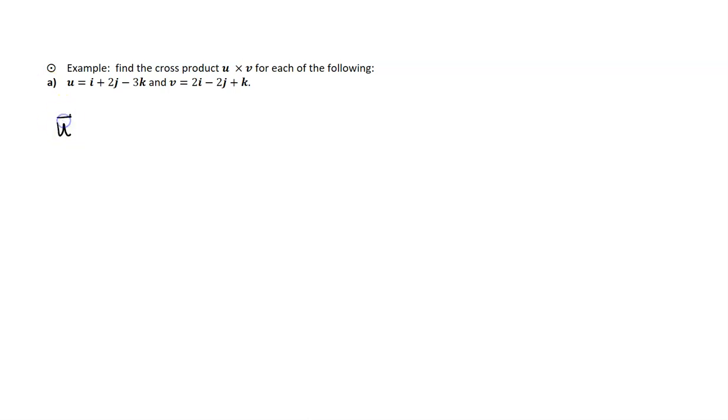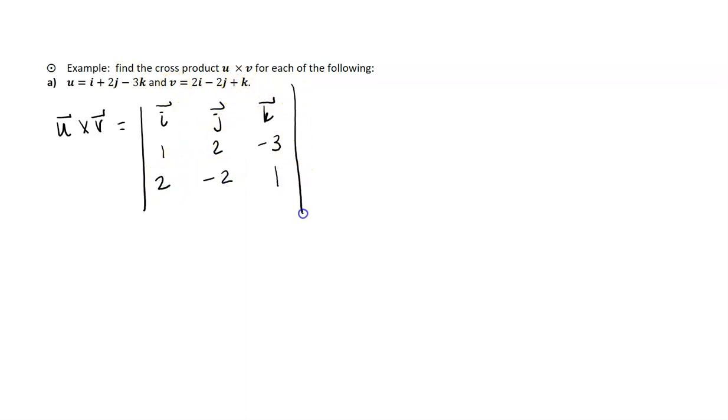So u cross v, we're going to copy down i, j, k. u is 1, 2, negative 3. v is 2, negative 2, 1. And then I'm going to copy the first two columns.